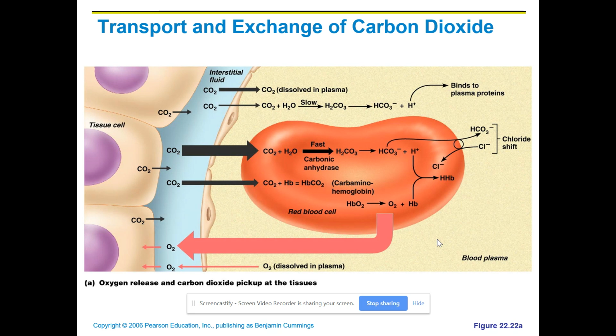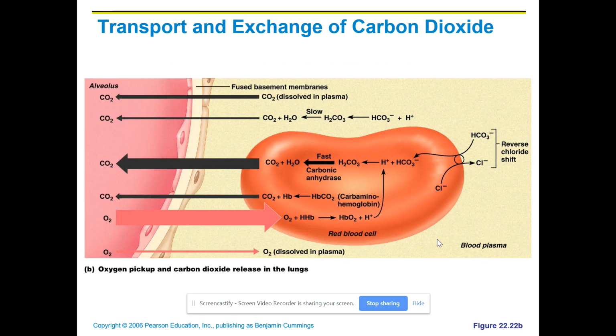Remember, some carbon dioxide travels just dissolved in the plasma. And some carbon dioxide goes into the red blood cell and attaches to hemoglobin and becomes carbaminohemoglobin. This is what happens during internal respiration. The blood is then going to go to the lungs, and the opposite thing is going to happen.